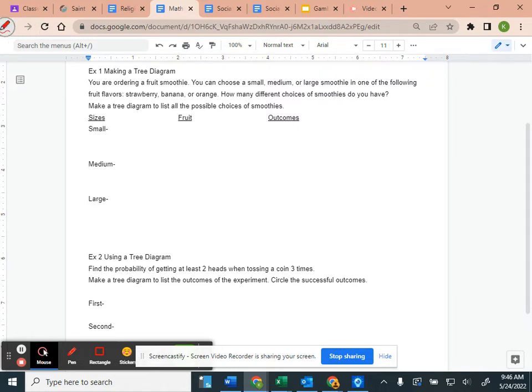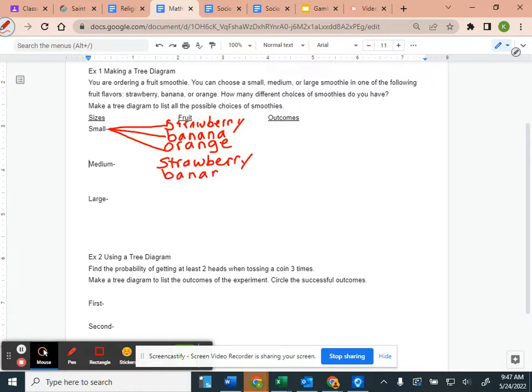So, if I order a small fruit smoothie, what are my fruit choices? Nick? Don't you have strawberry, banana, and orange? Yep. So from my small, I have strawberry, banana, and orange. Now, if I order a medium, what are my fruit choices? Zoe? Strawberry, banana, and orange. Now I'm going to order a large. What are my fruit choices, Landon?